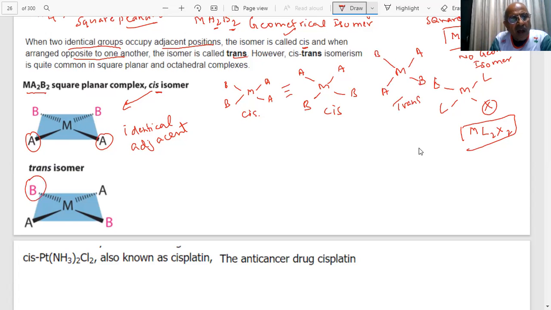The same groups are across, students. Identical groups are adjacent to each other in cis, and identical groups are opposite to each other in trans. Identical groups are, students, opposite to each other. Clear?